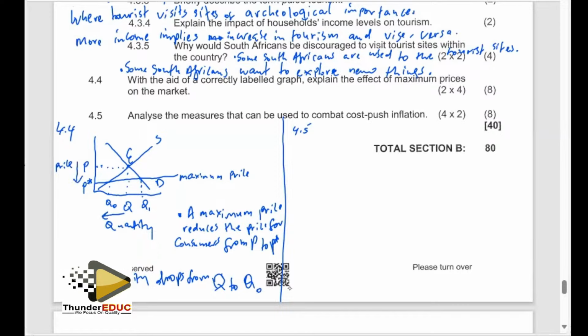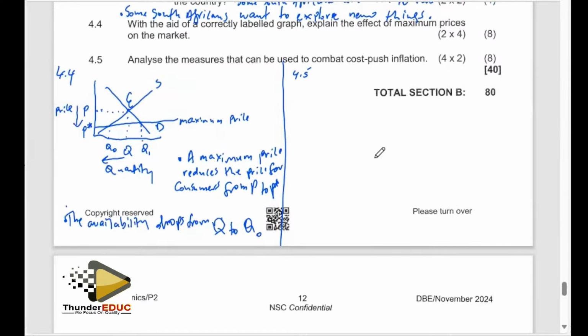Okay, right. So now let's move on to 4.4.5. Analyze the measures that can be used to combat cost push inflation in South Africa. So now long-term increase in productivity, also price control is a direct method. Wages can only be increased if they are accompanied by an increase in productivity. Also encourage personal savings so as to facilitate investment.